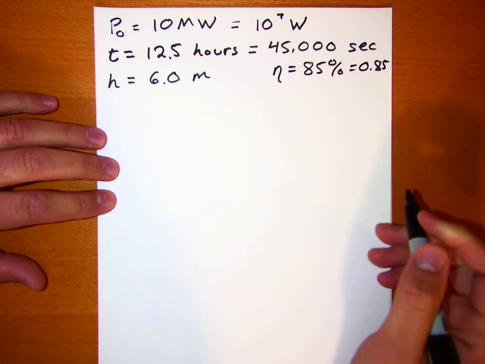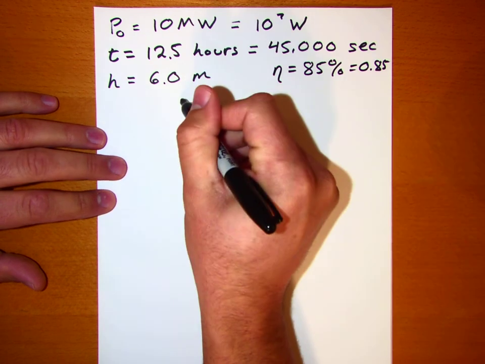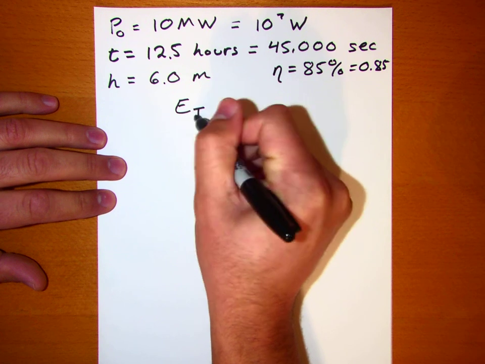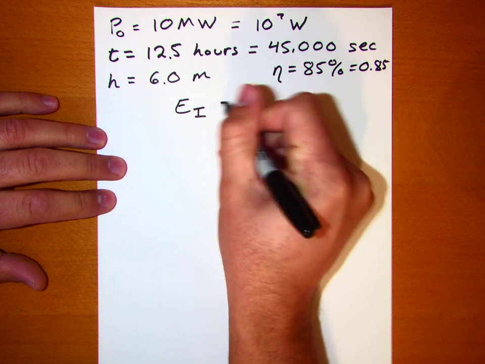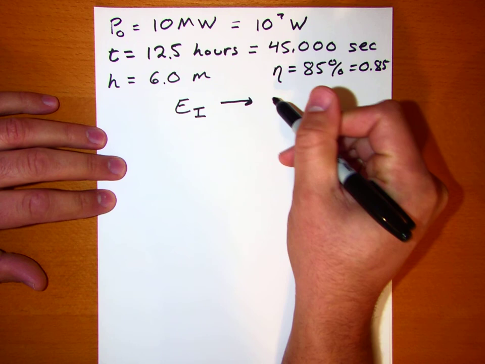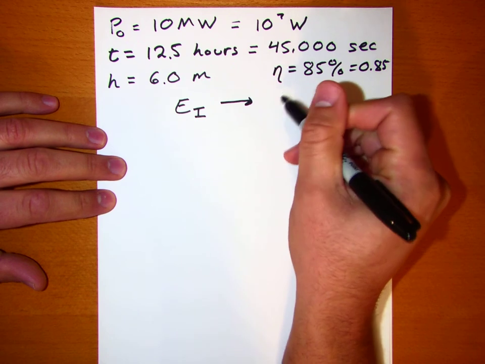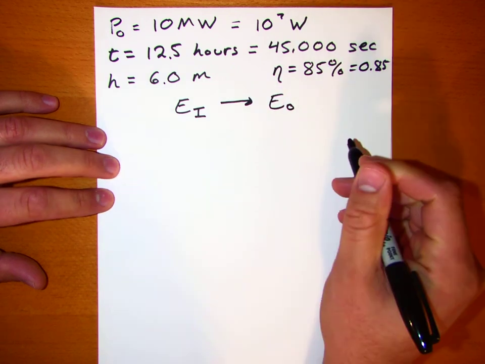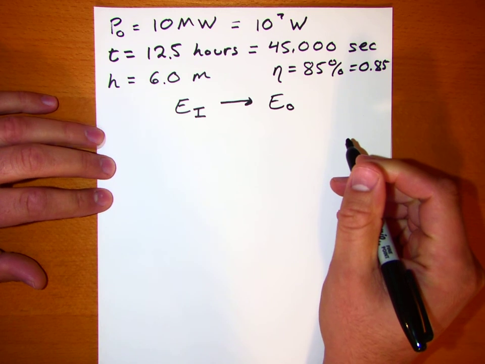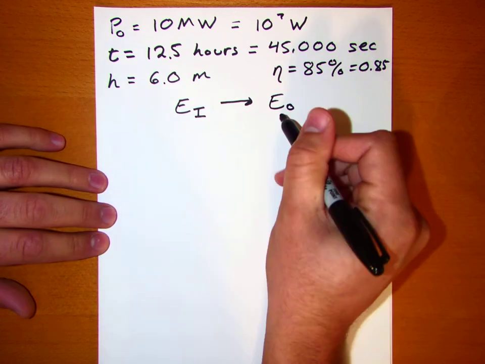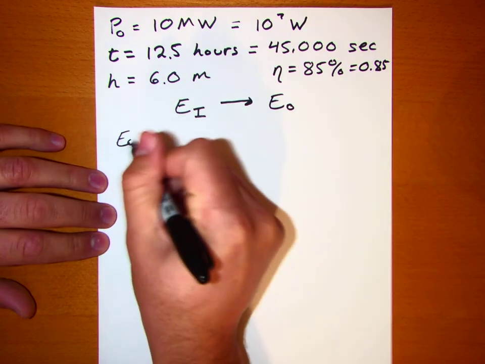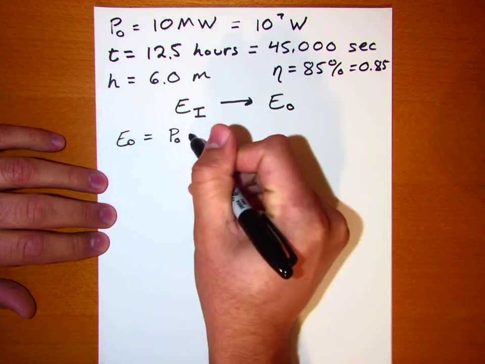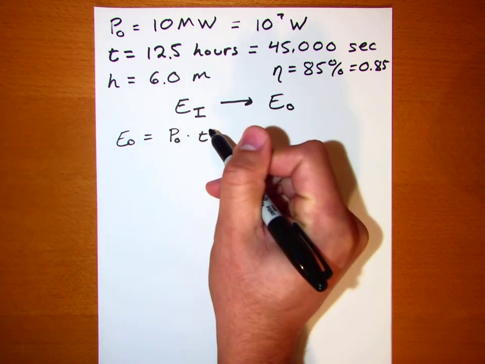So this looks like an energy problem to me. What we've got going on here is a transfer of energy from one form to another. We input some amount of energy into the system. In this case, the system is the dam and the power plant. And we're going to get some form of energy out. Well, let's start with energy out. We know that the output energy is equal to the output power times the time over which that power is outputted.